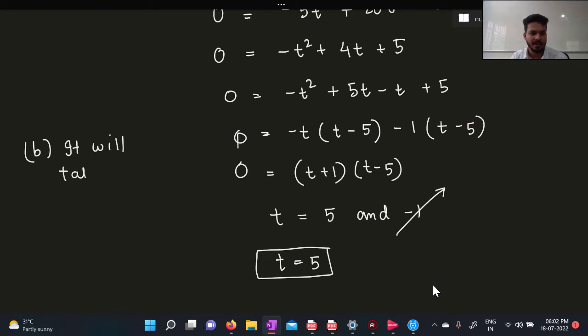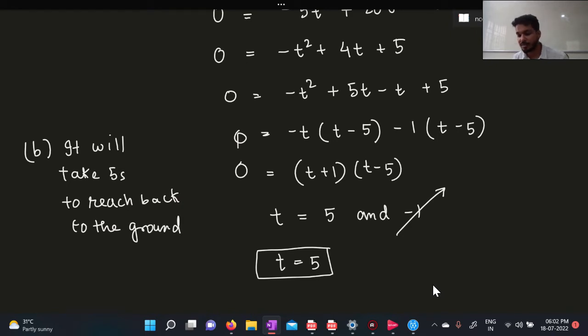It will take 5 seconds to reach back to the ground. Okay, so that is how you answer a question. Again, let me tell you, if you have done the question in such a way that you found the time from the top of the building to the highest point, and from that position back to the ground, and you added both of them, that way is also correct.